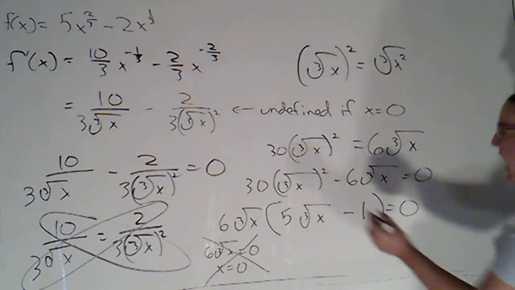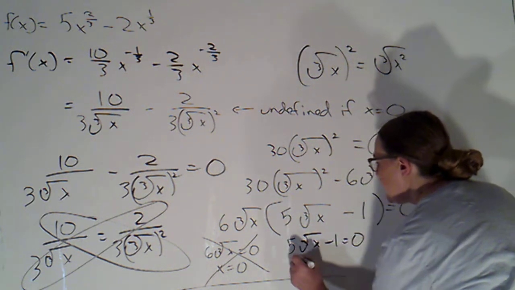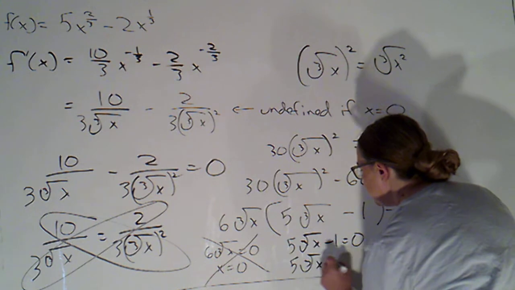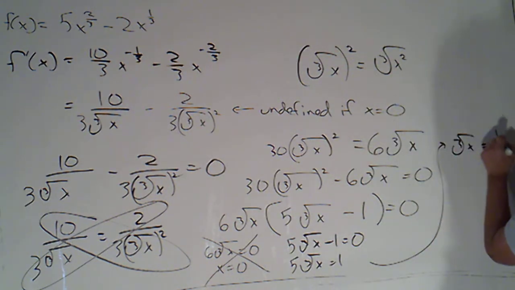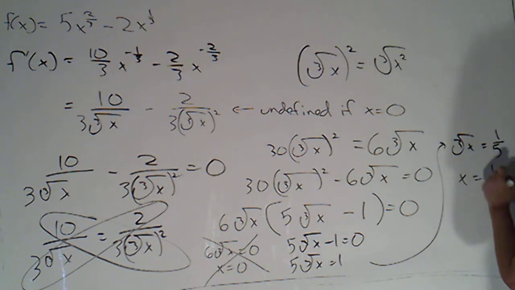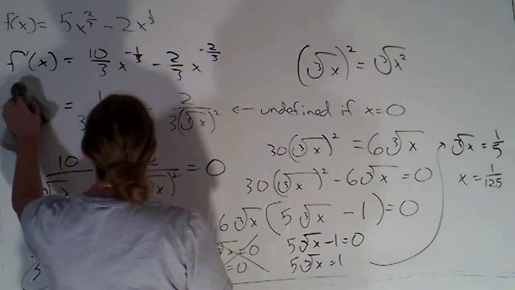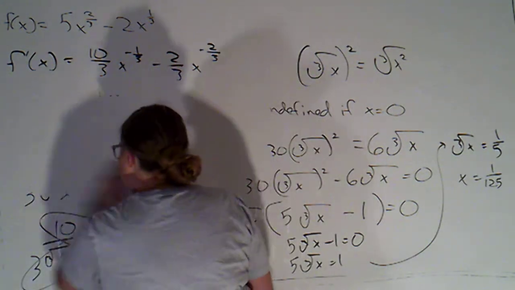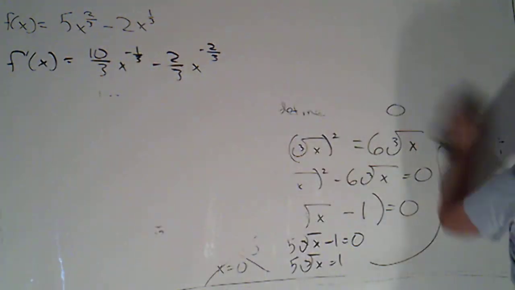Okay. All right. Here, if 5 times the cube root of x minus 1 equals 0, then 5 times the cube root of x equals 1, cube root of x equals 1/5, and x is going to be 1 over 125. So, we have two critical numbers, one because the derivative is undefined, and one because the derivative is 0.